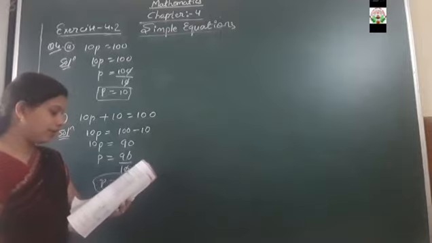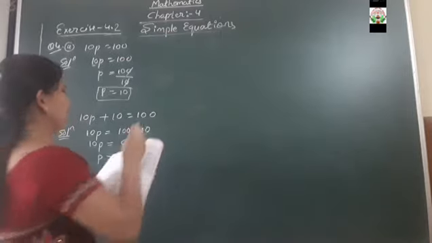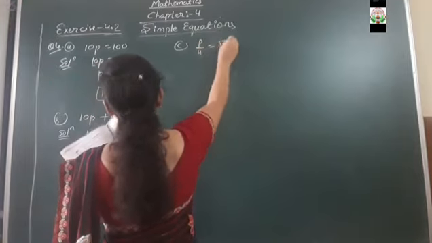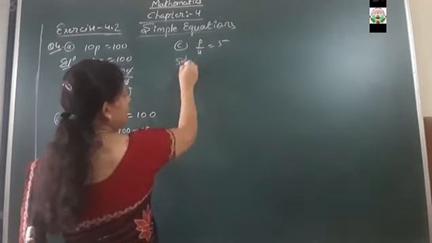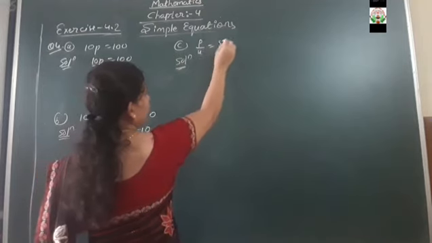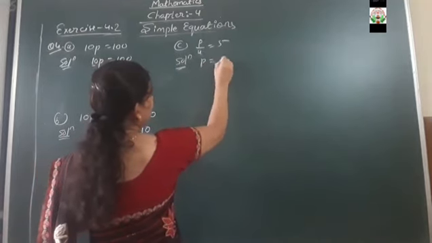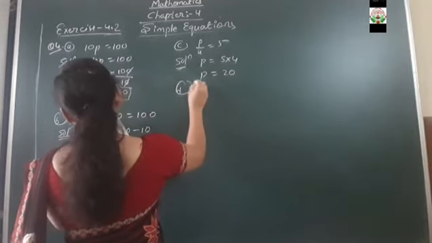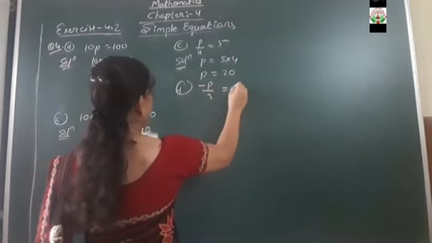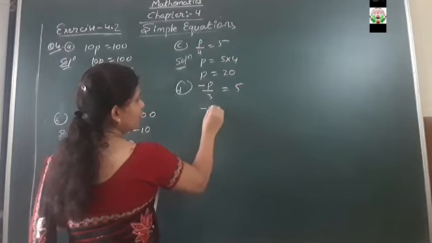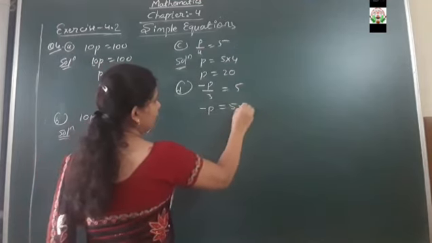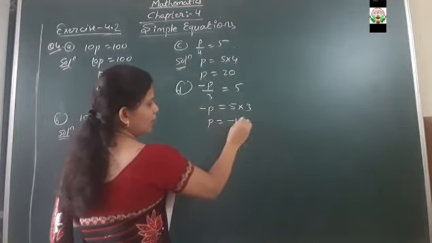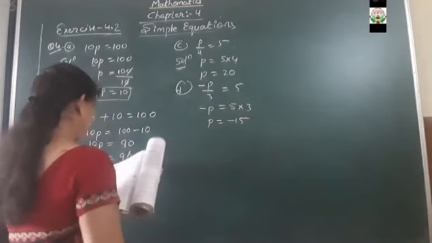Answer. Now in the same way, the next C part, it is p by 4 is equals to 5, isn't it? So it can be directly solved. The denominator 4 will go with the 5 and get multiplied, so that the answer will be 20, isn't it? D part minus p by 3 is equals to 5. So again the denominator 3 will go with the 5 and get multiplied with it. It will become p is equals to, this minus sign will come in the answer. So it will become minus 15.